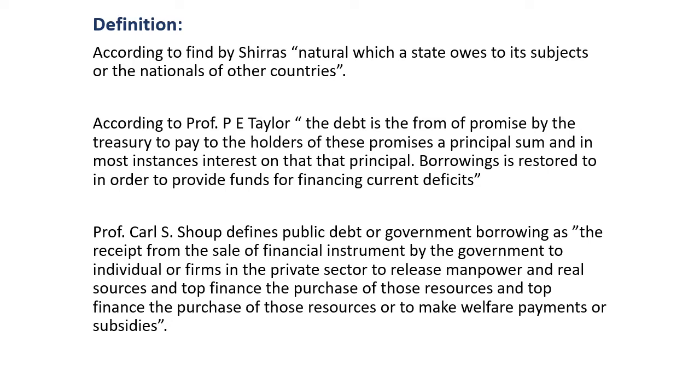Professor Carl S. Shoup defines public debt or government borrowing as the receipt from the sale of financial instruments by the government to individuals or firms in the private sector to realize manpower and real resources, and to finance the purchase of those resources or make welfare payments or subsidies.